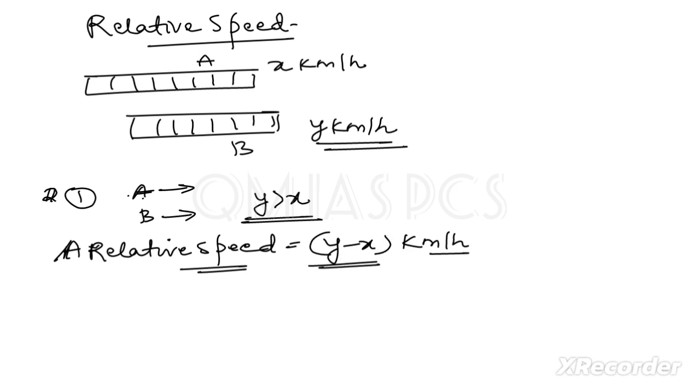The second case is when A is traveling in this direction and B is traveling in the opposite direction. In that case there is no need to worry about whether x is greater than y or y is greater than x. So what will be the value of the relative speed? The relative speed is equal to what?